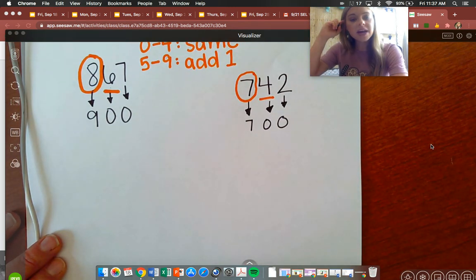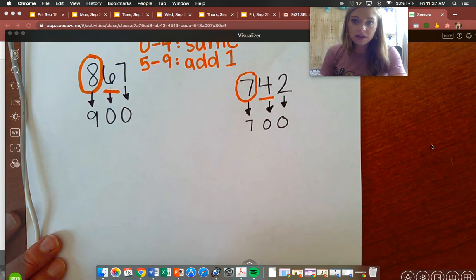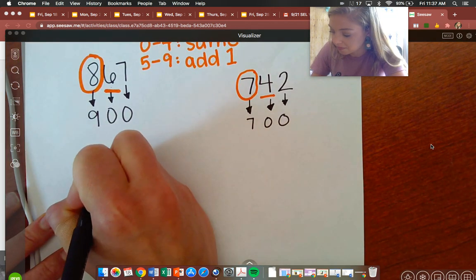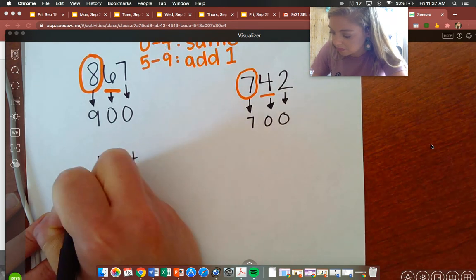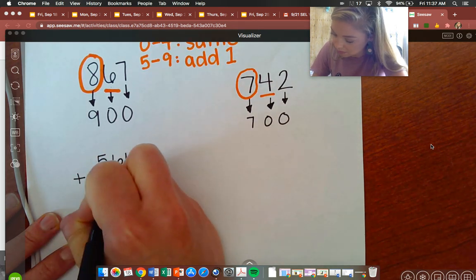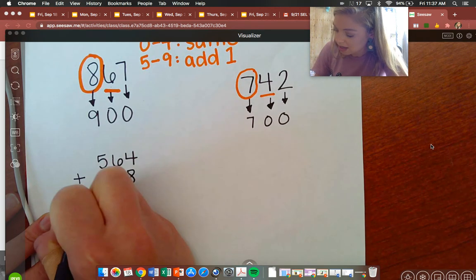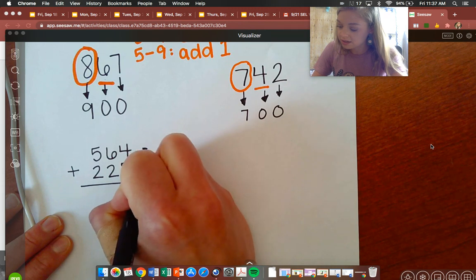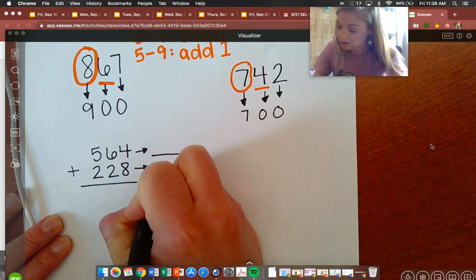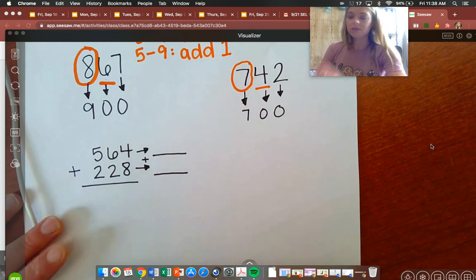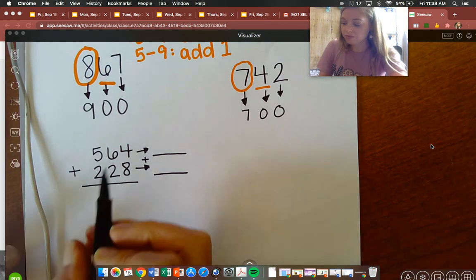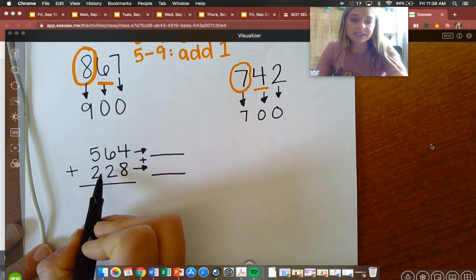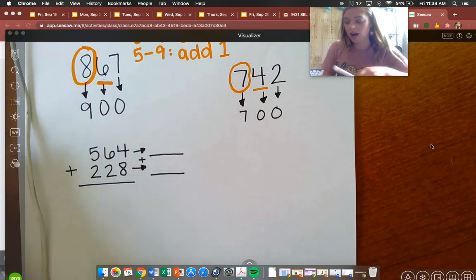Okay, so sometimes we add numbers, and when we have an addition problem, let's say we have this addition problem. And I want to figure out the answer, but I want to do that by rounding. This is what I would do. I would have to round 564 to the nearest 100 and 228 to the nearest 100. So I am going to do that.